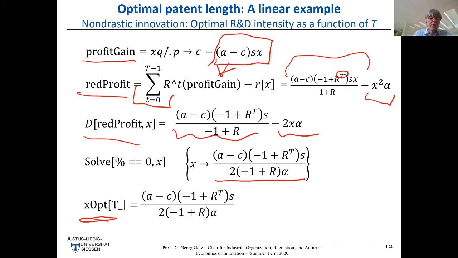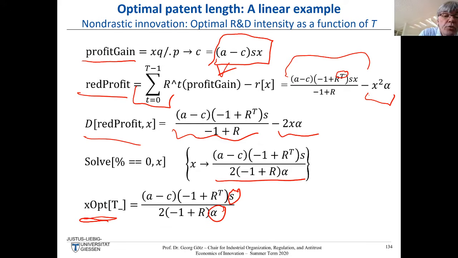And the parameters are, of course, as you will remember, the market size. If you have a larger market, you will want to invest more in R&D and therefore realize a higher cost reduction. If you have a higher alpha, that means a higher cost of R&D, this value will be smaller, and you will invest less in R&D.